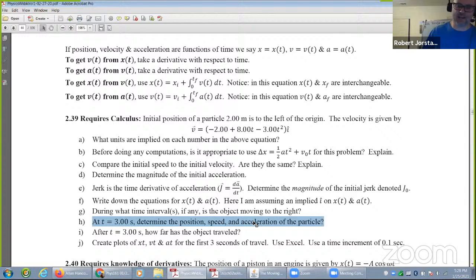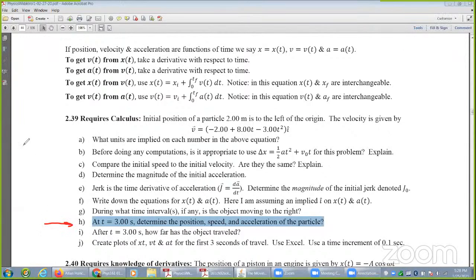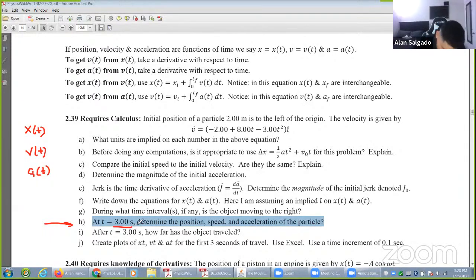What is this question asking us to do? What do you think? Is it to go back to the equations that we have derived and plug in 3 seconds? So let's see. We know x of t, we know v of t, and we know a of t. So should we be able to just plug in t equals 3 and we're done? I hope. I'm just kidding. It's not quite right.